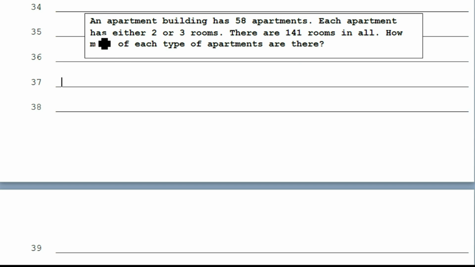An apartment building has 58 apartments. Each apartment has either 2 or 3 rooms. There are 141 rooms in all. How many of each type of apartment are there?